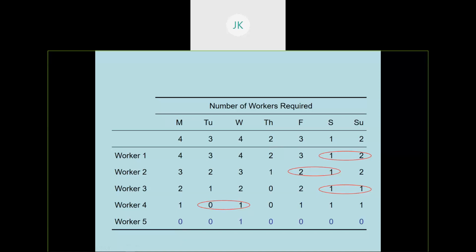So worker 1 is assigned Monday through Friday, worker 2 Monday through Thursday and Sunday. Worker 3 works on Monday, Tuesday, Wednesday, not Thursday, on Friday, and so on. So assign like this: 1, 2, 3, 4, 4 required. Workers 1, 2, 3, 4 work on Monday. And Tuesday 3, workers 1, 2, 3 work on Tuesday, and so on.